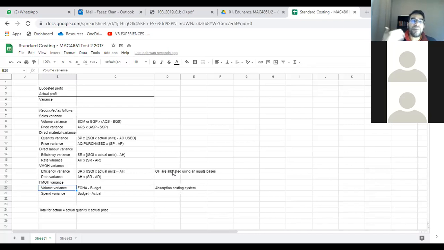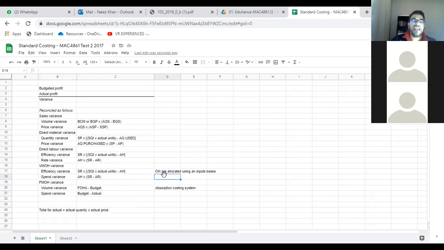Similarly, when you pick up the basis for allocating overheads, if it is an inputs basis, you must know you will be able to calculate an efficiency variance for variable manufacturing overheads. But if it's an outputs basis, you must tell yourself that you will not be able to calculate an efficiency variance for variable manufacturing overheads. You can only calculate a rate variance. This year, they actually call it a spend variance, whatever you want to call it. Okay, so just be aware of that.